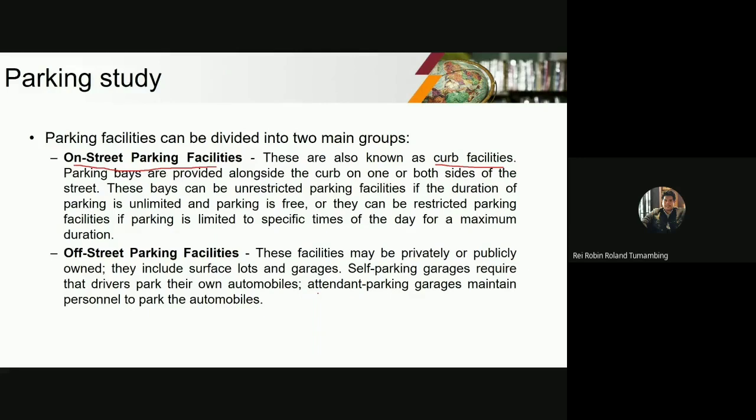Okay? While attendant parking garages maintain personnel to park the automobile. So, sa natin to normally nakikita itong attendant parking garages. So, nakikita natin yan sa mga hotel. Okay? Yung mga nagpapavalet park. Okay? So, iiwan mo lang yung sasakyan mo, ibibigay mo yung details ng sasakyan mo dun sa security, and meron na silang staff para sila magdala ng sasakyan mo papunta sa kanilang parking area.